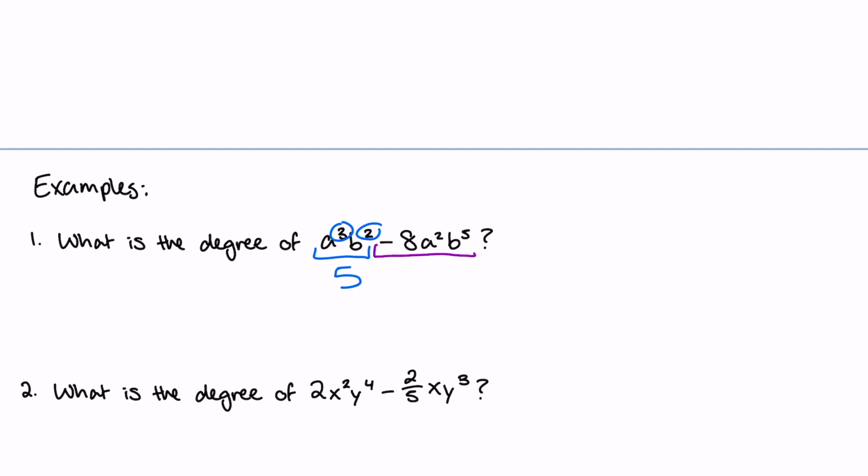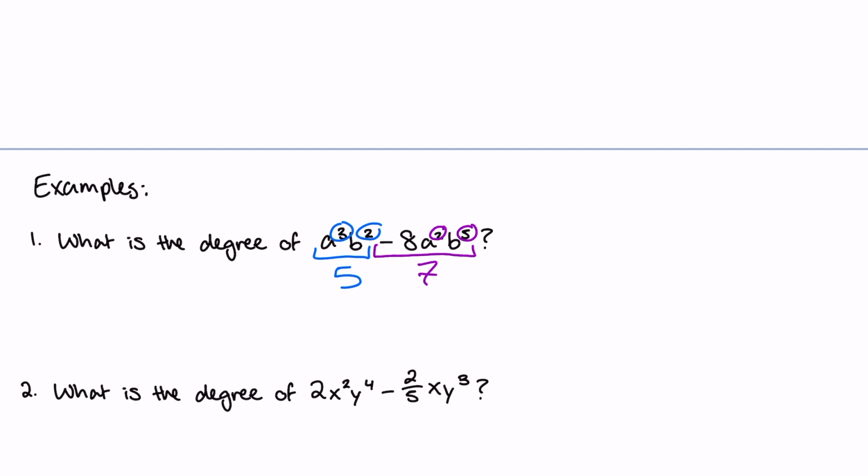We have negative 8a squared times b to the 5. So we have negative 8, which is a number. And remember, when we have a number being multiplied by a variable, we call it a coefficient. So our coefficient is negative 8, but our variables are also a and b. And when we add their exponents together, the 2 and the 5, we get 7.